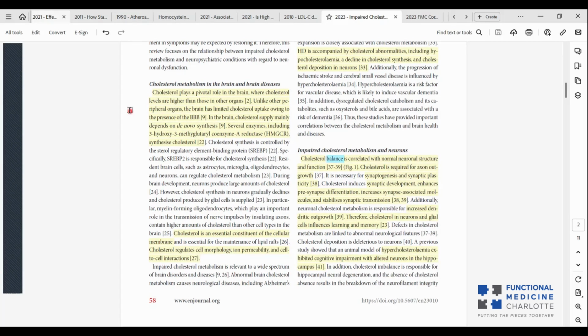3-hydroxy-3-methylglutaryl coenzyme A reductase is known as HMG-CoA reductase for short. That's a key enzyme because that's where statins work, and I'll show you that in a little bit. You need that enzyme to make cholesterol. Statins target that enzyme for inhibition so that you don't make more cholesterol, or to lower your cholesterol level, right?